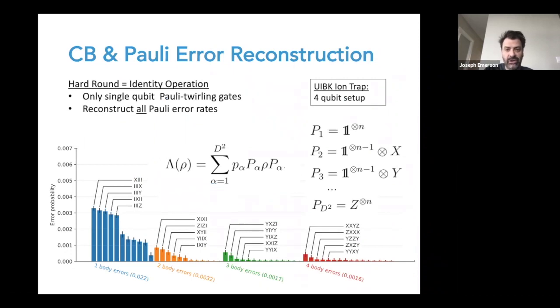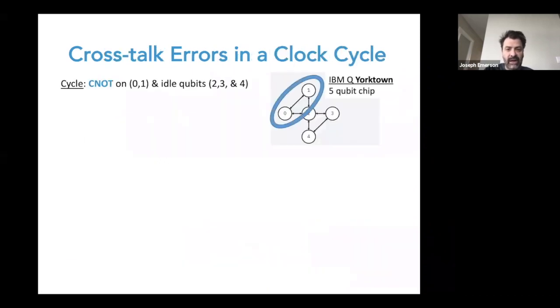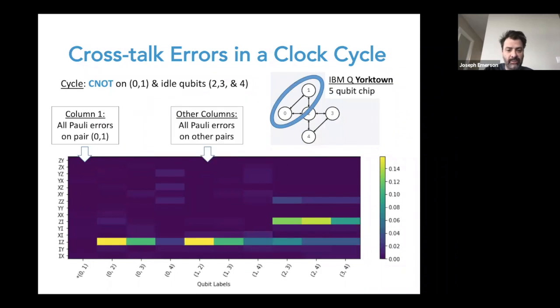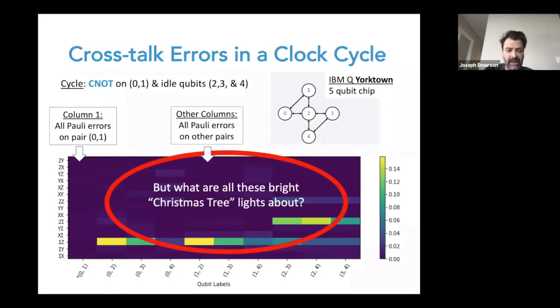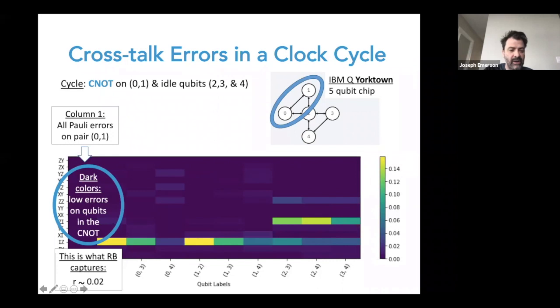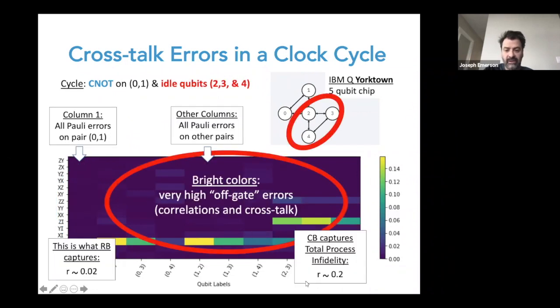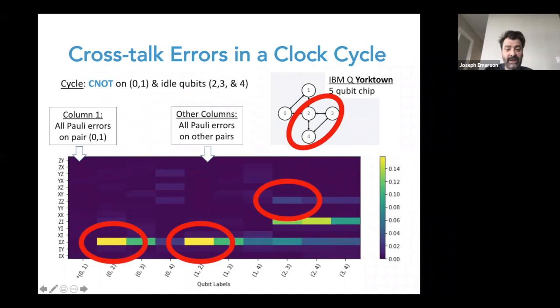This slide I've already shown you. I was going to talk more about it, and walk you through the IBM chip. This is explaining what I explained at the beginning. The point is randomized benchmarking gives you an expected error rate of 0.02, but the true errors give you an error rate of 0.2, so 20% rather than 2%, and we can correct these errors.